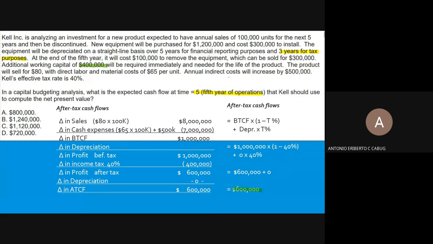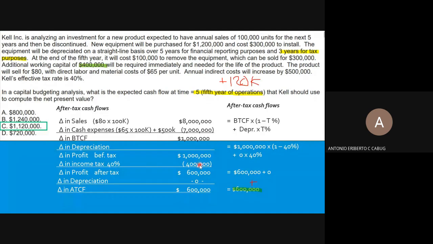Clear? Paki-add na lang ha. 400K plus 120K plus 600,000. I think the answer is C. Yeah, $1,120,000. Okay? So very good. Majority naman sa inyo ay nakatama. Letter C.